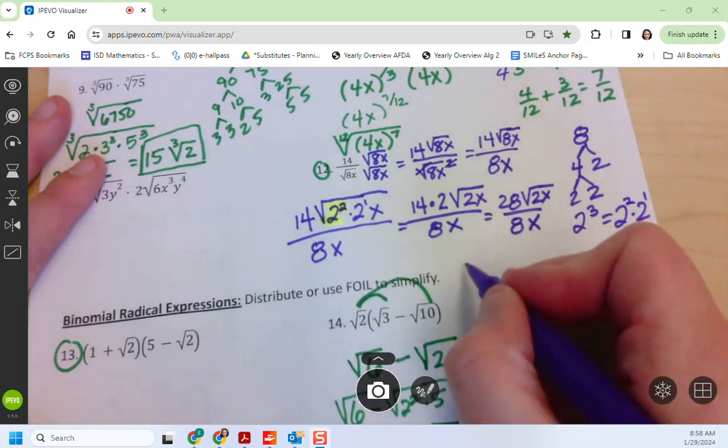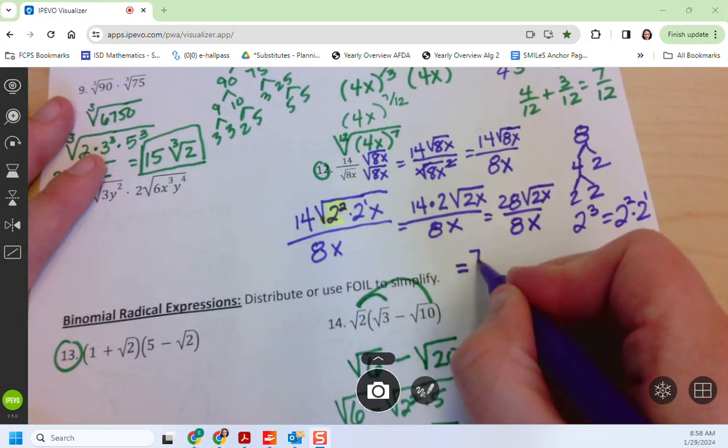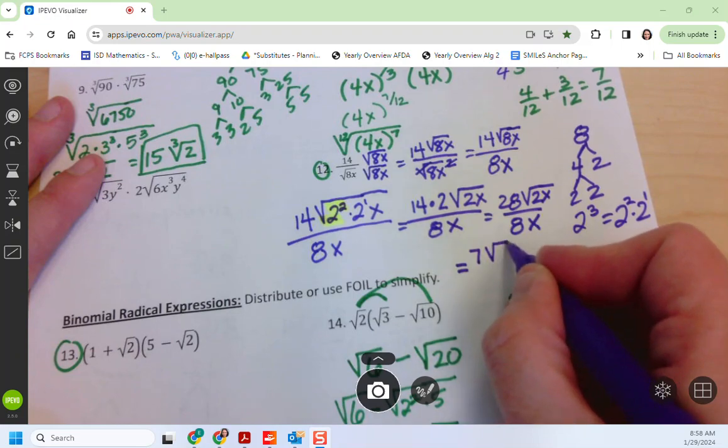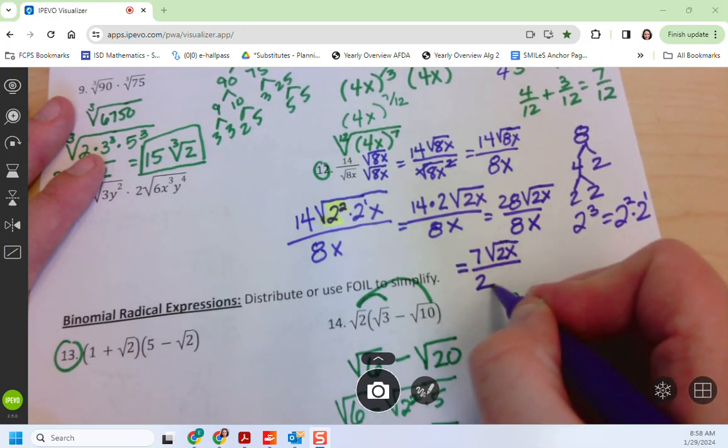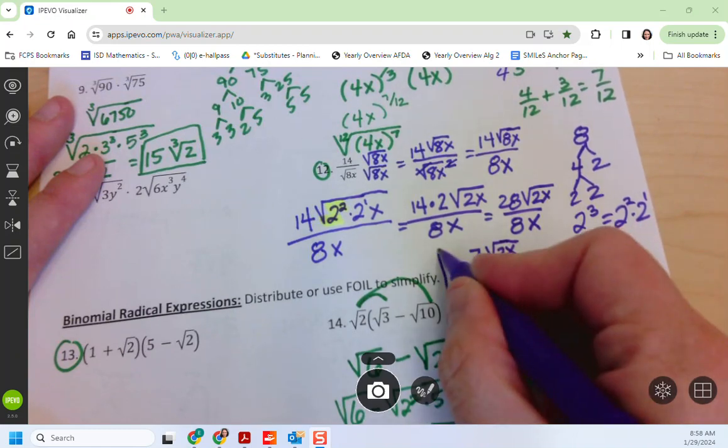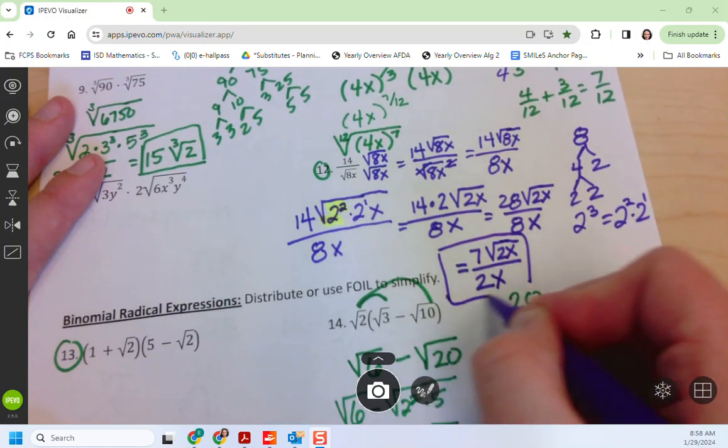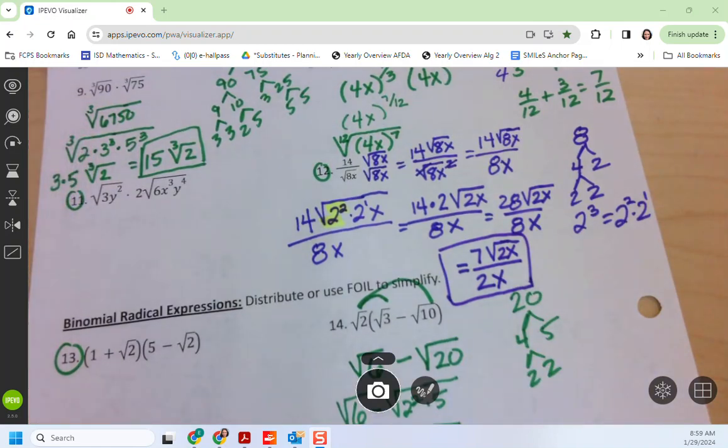Wait, the 2x multiplied? So I still have 7 root 2x over 2x as my final answer. That's a lot of steps. You guys got the important ones at the beginning. There are just some simplifying steps at the end.